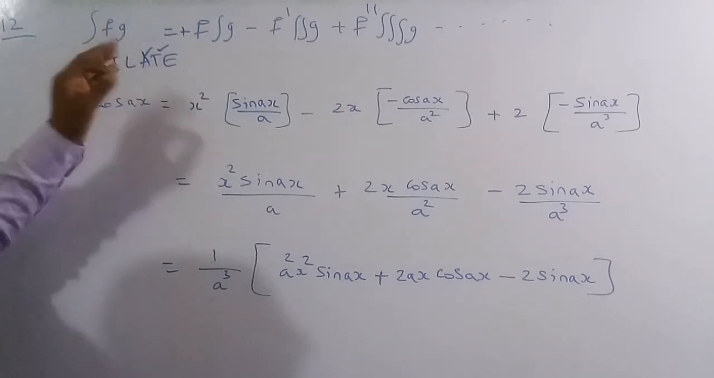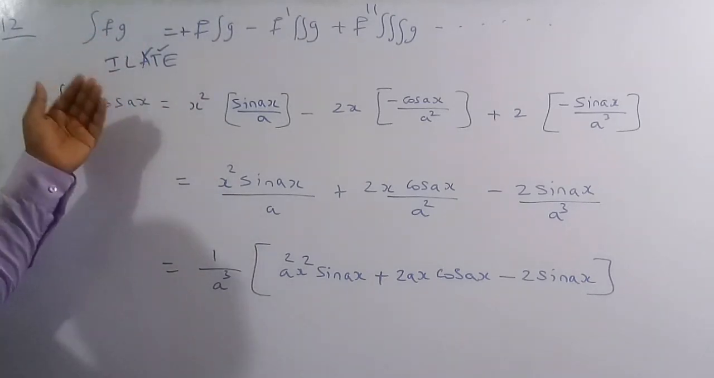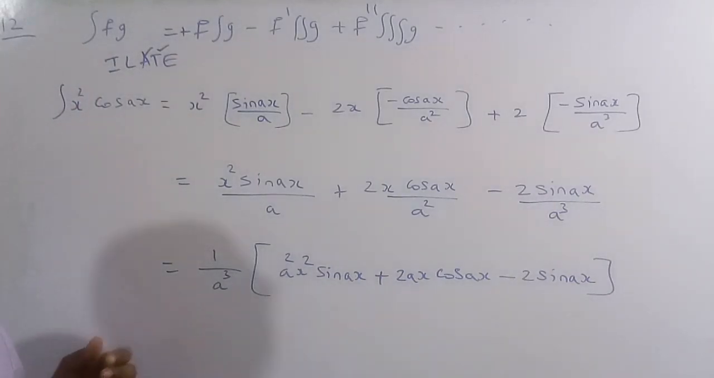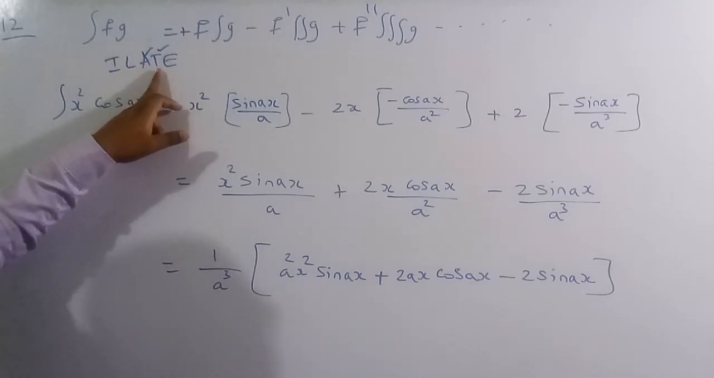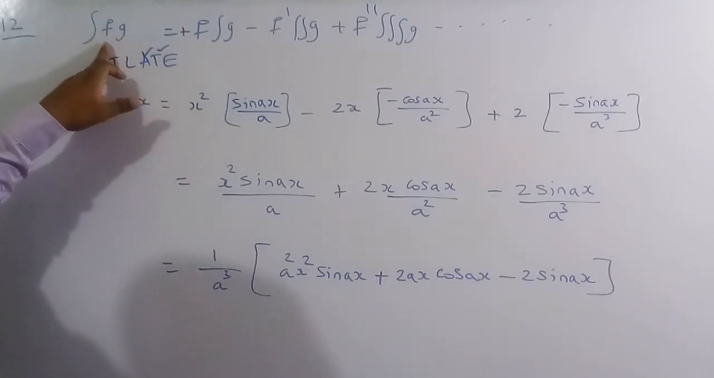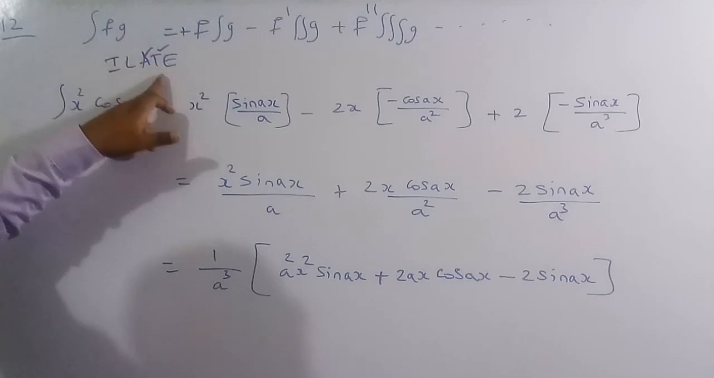See, whichever function comes earlier, we need to choose as f, and the remaining function we choose as g. So here, algebraic is going to come earlier than trigonometric. Therefore, we choose f as algebraic and the remaining g as trigonometric.